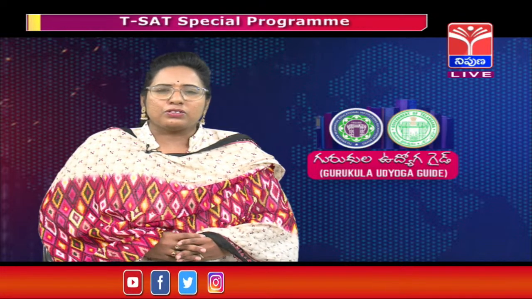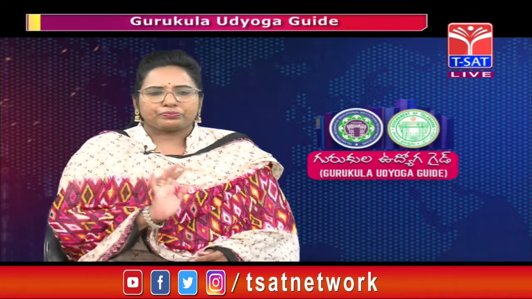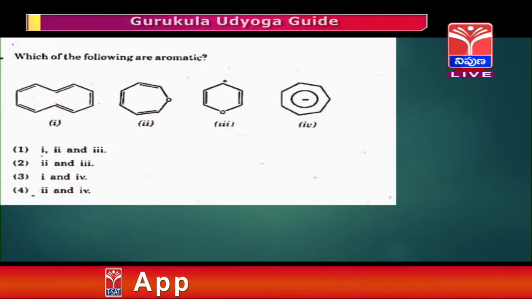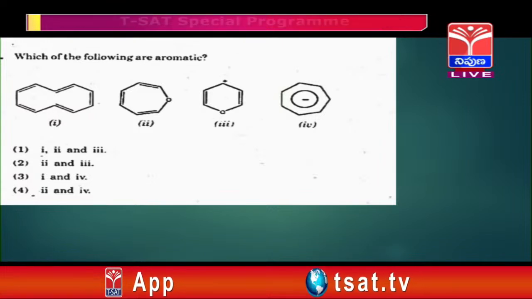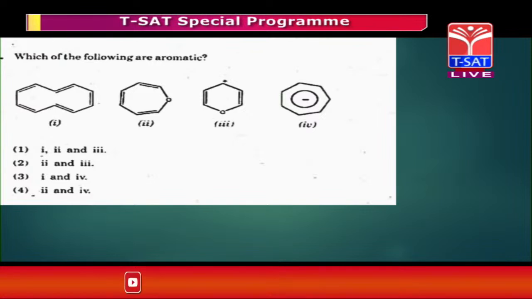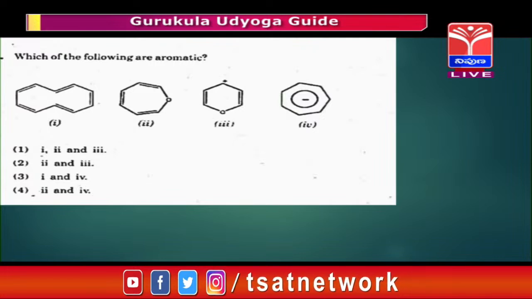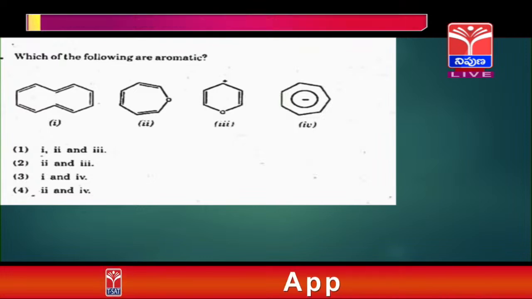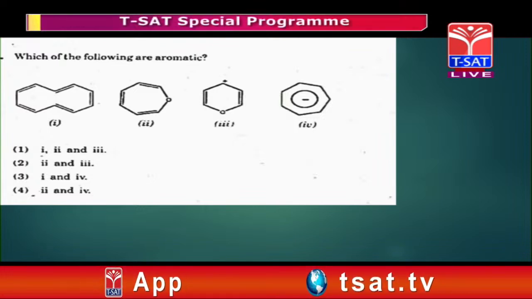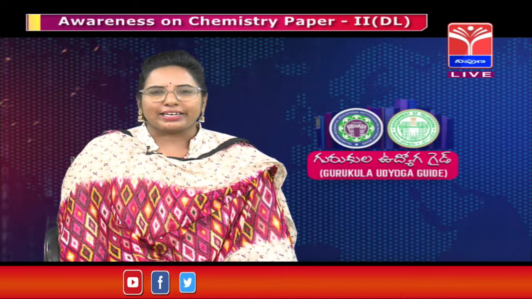From the previous papers, two to three questions may be expected from this topic. See, this is a definite question from aromaticity. One question definitely came on the aromatic nature of compounds. See this, 1, 2, 3, 4. Out of these, option 1 looks like a planar molecule, but due to the transannular effect, it is not planar. Planarity is a must for aromaticity, so that does not belong to aromatic compounds.